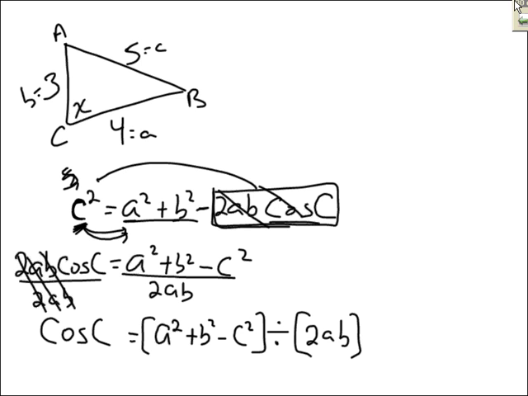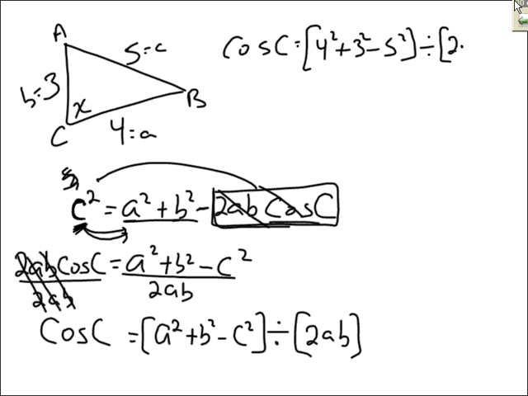Let me do this up here. So cosine of c is equal to, a is 4, a squared plus b squared minus c squared, close the brackets, divided by, in brackets, 2 times a times b.